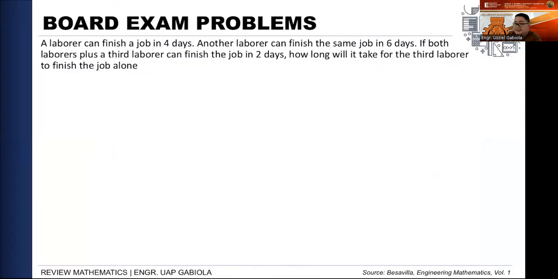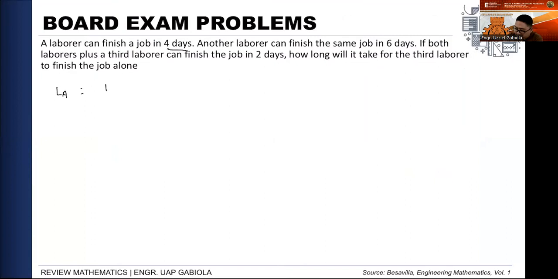Next is, ayan, a laborer can finish a job in 4 days and another laborer can finish the same job in 6 days. If both laborers plus a third laborer can finish the job in 2 days, how long will it take for the third laborer to finish the job alone? Okay? So, work problem tayo. Alamin muna yung rate ng each laborer. So, tawagin natin si laborer A. May rate siya na 4 days na kayang tapusin.